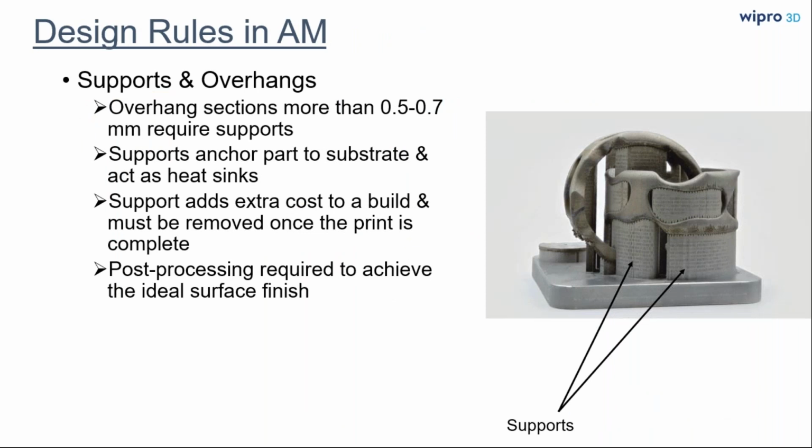Now I'll just go over a few elementary design rules that we work with. So as I mentioned, supports are often required, and occasionally overhang sections which are more than 0.5 or 0.7 mm require supports. The purpose of the supports is to anchor the part to the substrate, and they also act as heat sinks because we are working with such high temperatures. I mentioned in the earlier slide that the thermal gradient gets set up, and these supports act as heat sinks in transfer of the heat away from the part, and trying to manage the thermal aspects of this process.